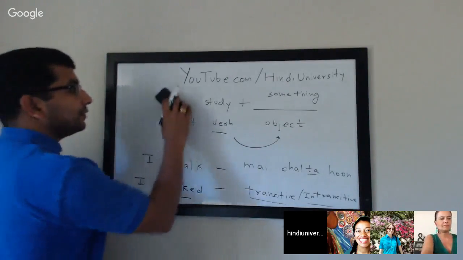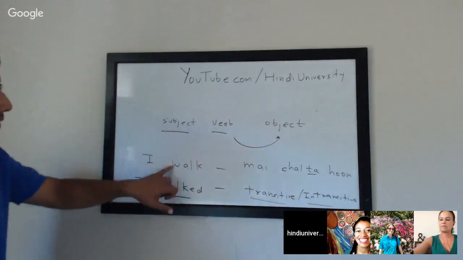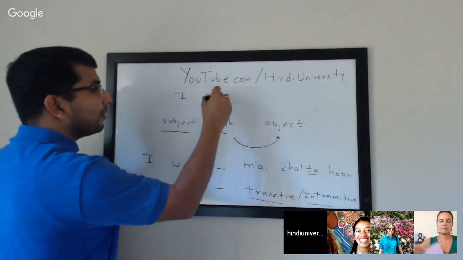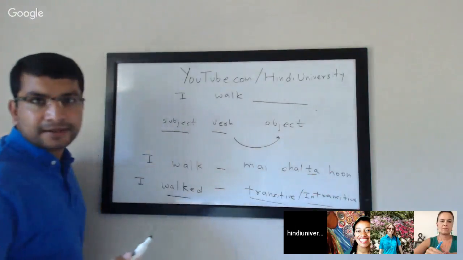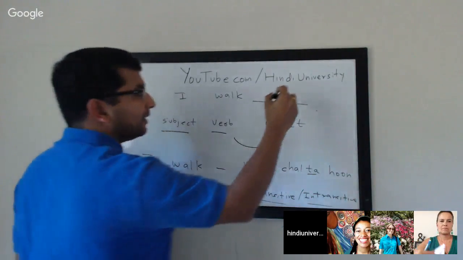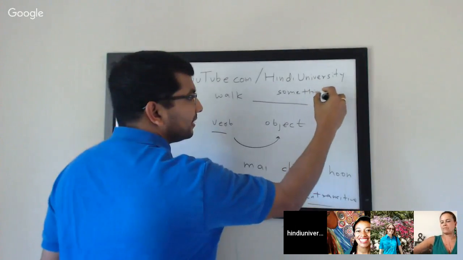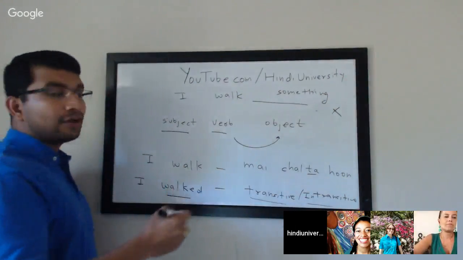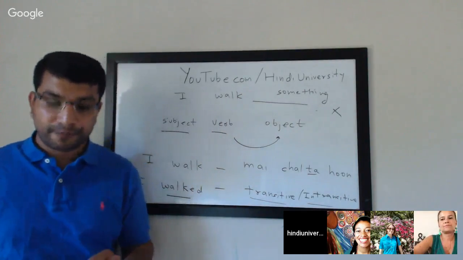Okay, so I'll show you some of the examples. What if your example is nothing but walk? Sometimes, as I mentioned, you say walk, I walk, but you don't say I walk something. It doesn't really make sense. It's the incorrect formation. There is no direct object that you'll be using when you're using the verb walk.